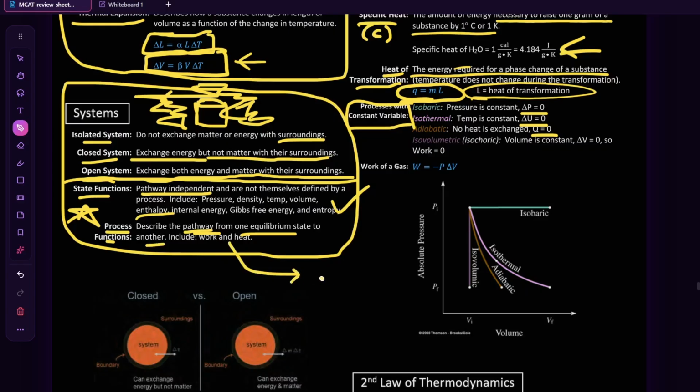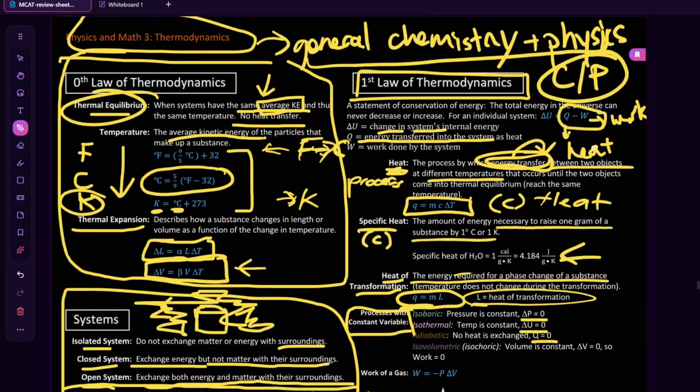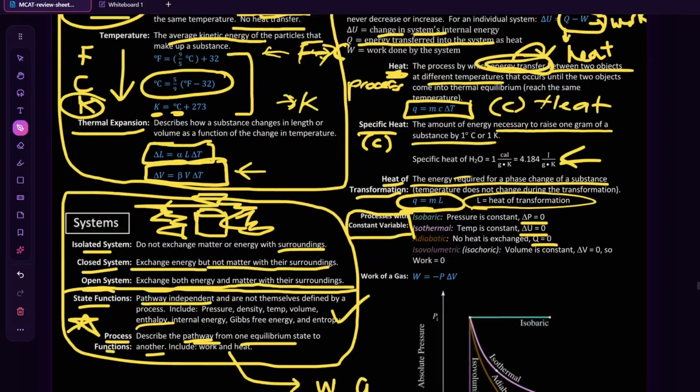So that includes work and heat. That's why we're saying work and heat here. They are process functions, or you can think of them as path functions as well.